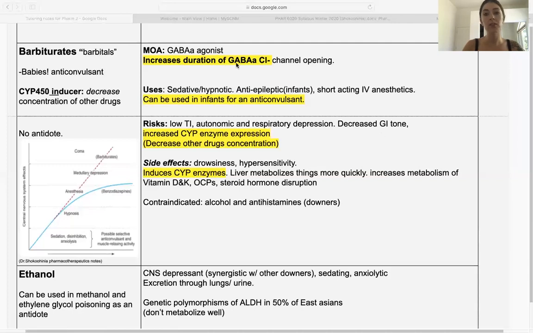Barbiturates increase the duration of GABA chloride channels being open, and they induce CYP450 enzymes, so they'll decrease the concentration of other drugs. Remember, they can be used in infants as an anticonvulsant, but you need to be careful because the therapeutic index is very low. So overdose is common, and the dosage needs to be very precise with barbiturates.